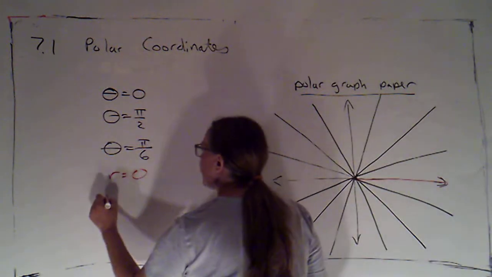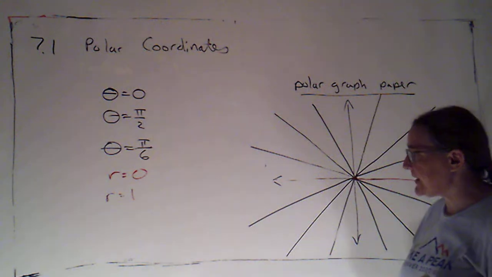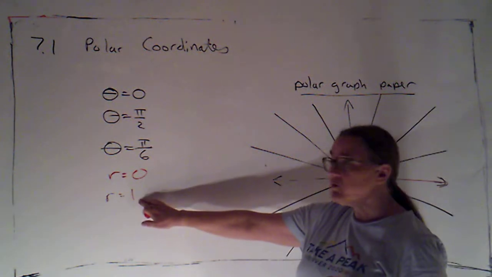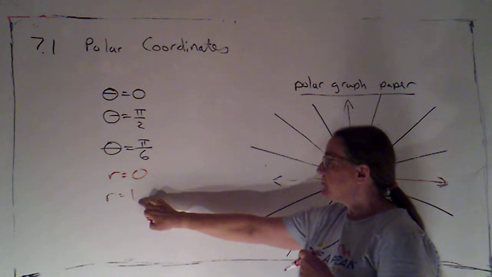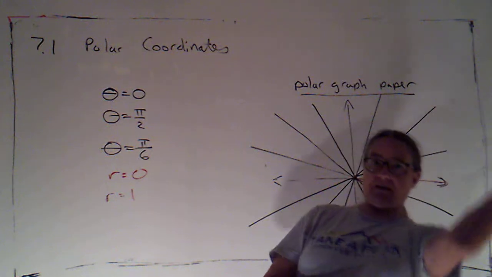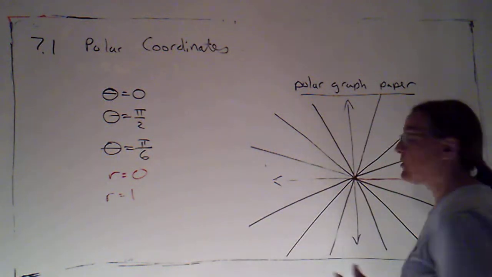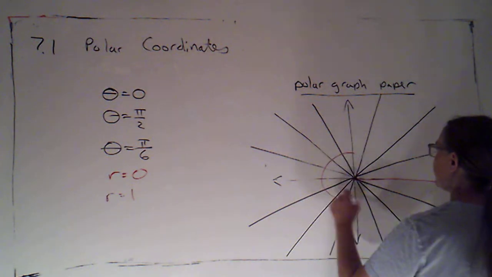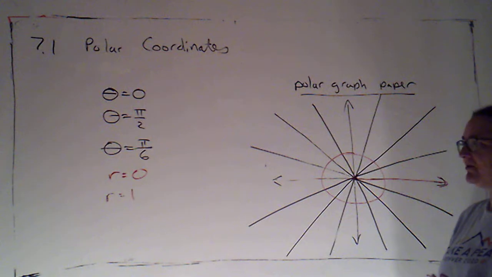Okay. If I look at r equals 1, that's the set of all points that are 1 unit from the pole. Okay. So that's a positive distance. We would just find an angle, but the positive direction could be defined by any angle. So if r is 1, we're just saying we're 1 unit from the pole, 1 unit from the origin. That's the unit circle. Kind of cool.